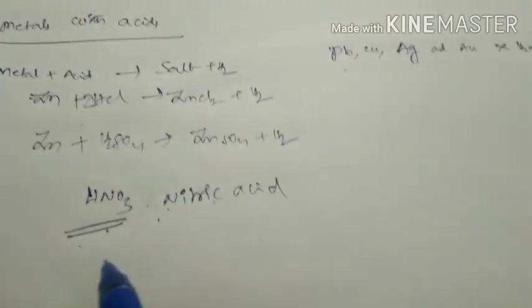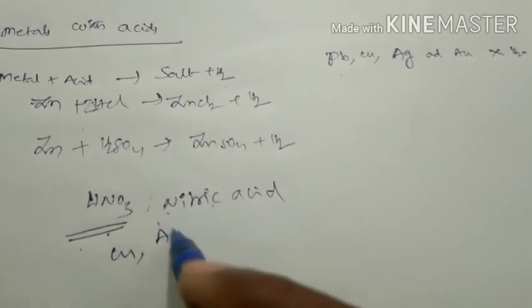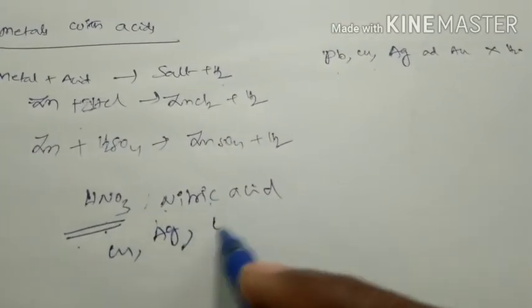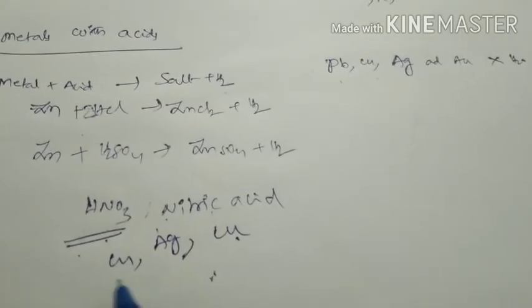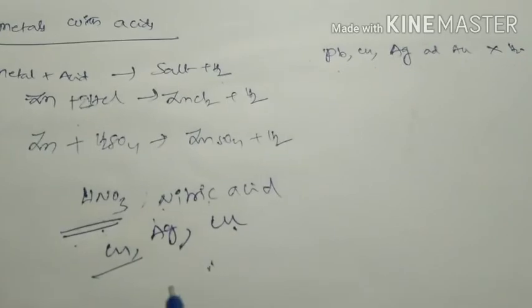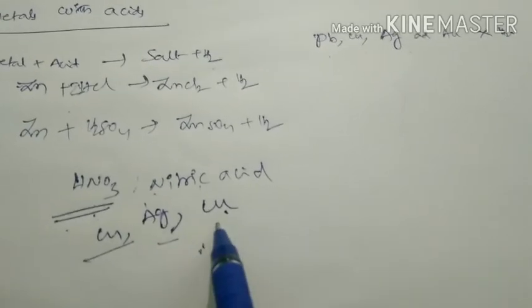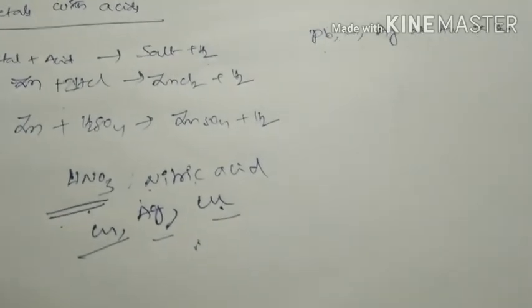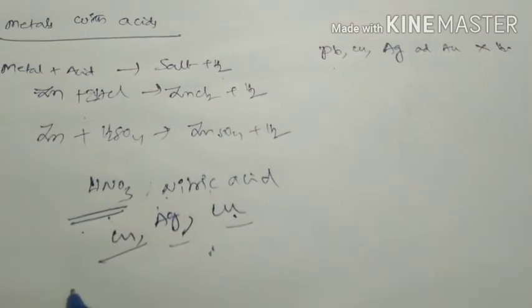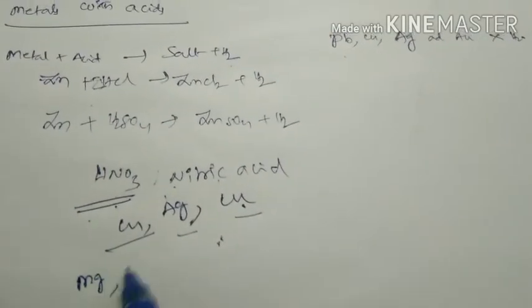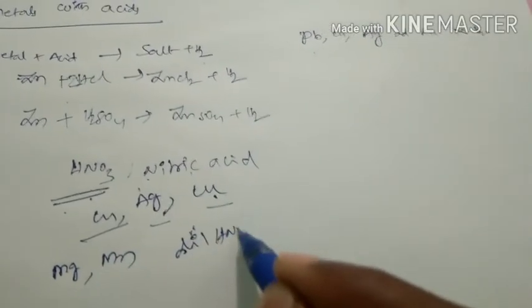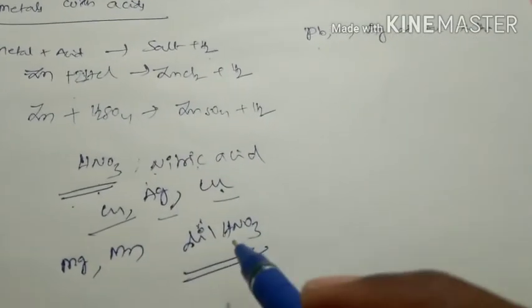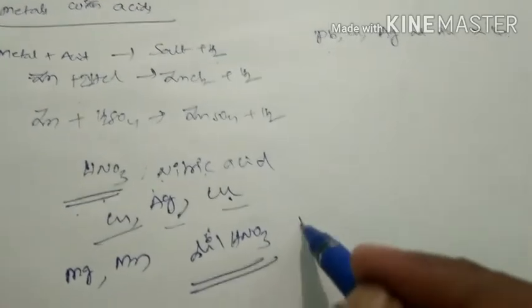Next, there are some more points regarding this. Some metals like copper, silver and gold do not react with acids. So which metals do not react with acids? Copper, silver and gold. Next, some more points. Some metals like magnesium and manganese react with dilute HNO3. That means it is not acting as an oxidizing agent, so they liberate hydrogen gas.